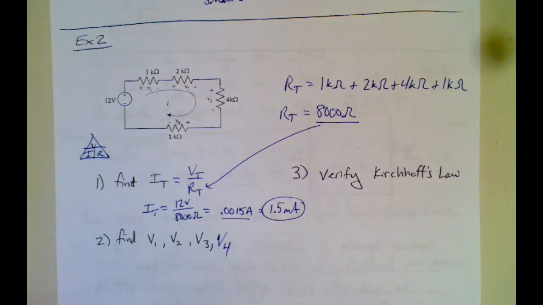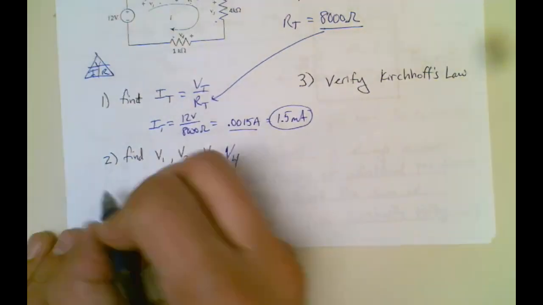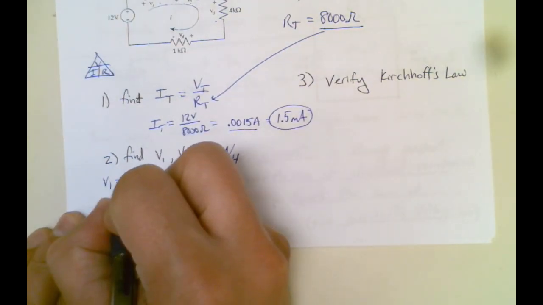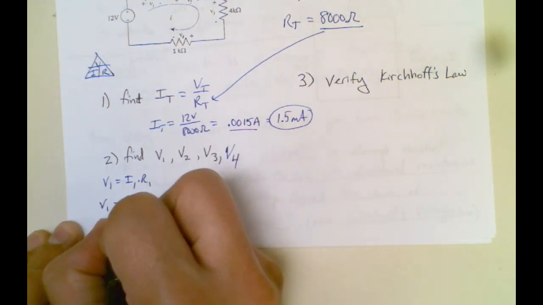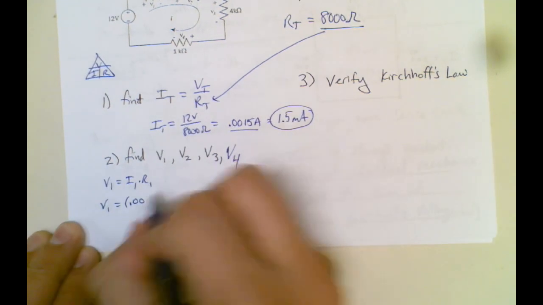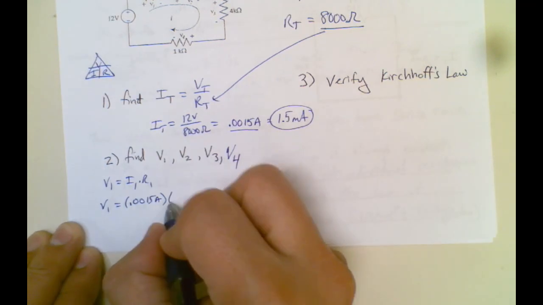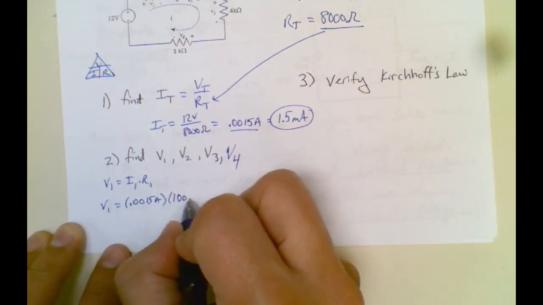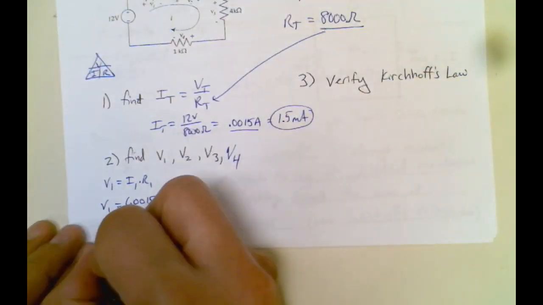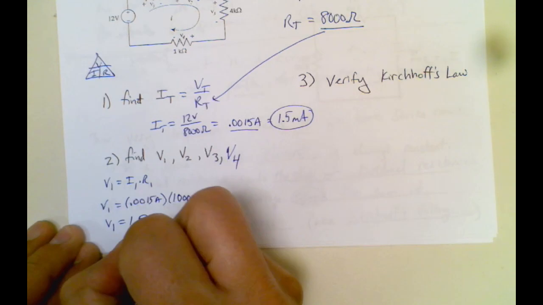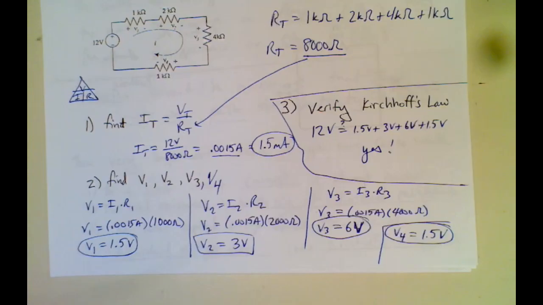Now I can do the voltage drop on each part, which would be like V1 equals I1 times R1. And you're going to do that again. Each time I'm using the 0.0015 amps and not the milliamps. And I'll use 1,000 ohms instead of 1 kilo ohm from up above. And you'll see you get 1.5 volts. Okay, I'm going to pause, do the rest. You do the same. See how it works out.